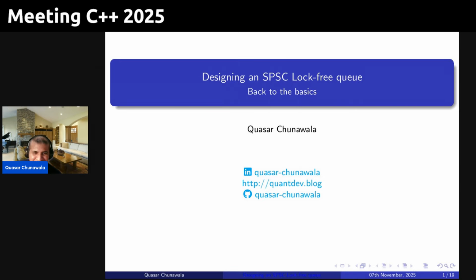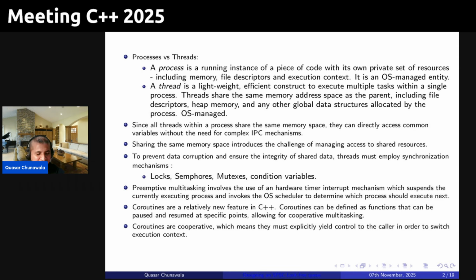Welcome to my talk on designing lock-free queues. We are going to have a bit of a rundown on what concurrency and threading primitives are offered by C++, and then we'll dive straight into how to write a lock-free queue. So let me start by talking a bit about processes versus threads.